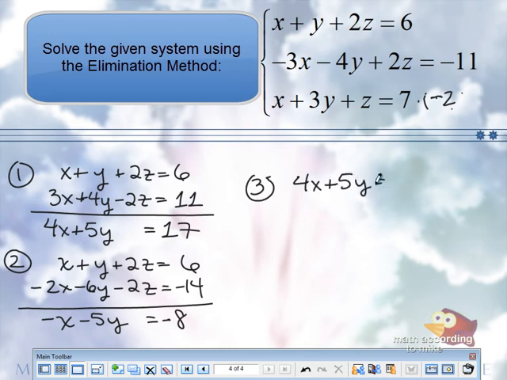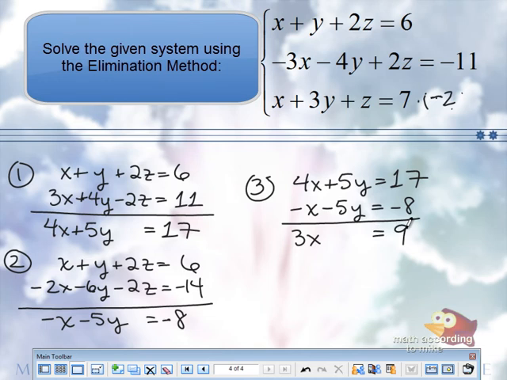4x plus 5y equals 17, and x minus 5y equals 8. Adding them together, we'll get 3x equals 9. Is that okay? There you go. Step 4, solve for the remaining variable. Dividing both sides by 3, we get x to be 3.